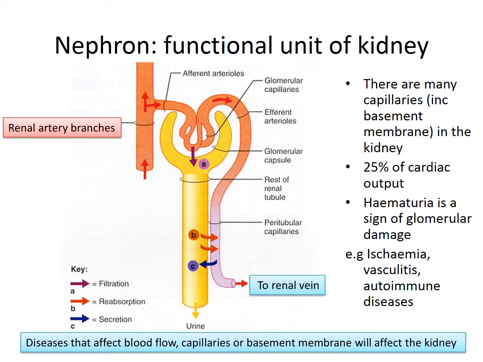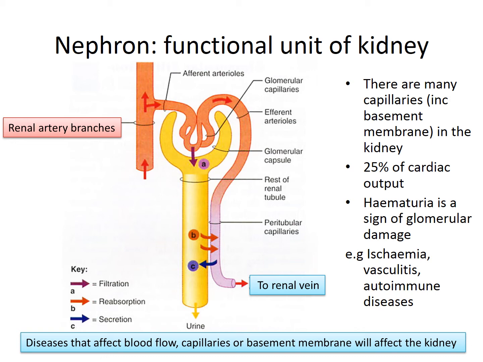So the fact that the kidney has a lot of blood vessels, a lot of capillaries and a lot of basement membrane means that any disease that affects capillaries, blood flow or basement membrane will affect the kidney. If we look again at the glomerulus, it's a ball of capillaries, and we're assuming that it remains intact and simply squirts out a filtration into the Bowman's capsule.